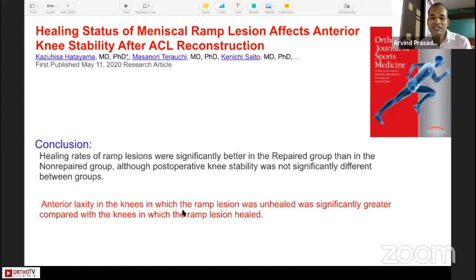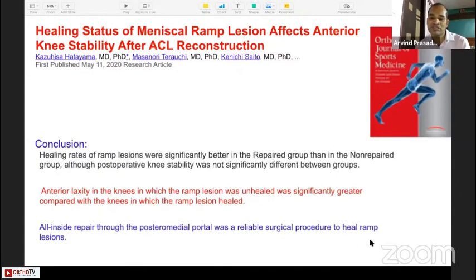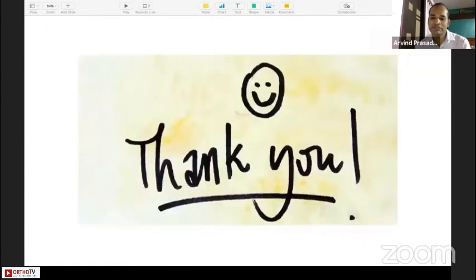Anterior laxity in the knee in which the ramp lesion was unhealed was significantly greater. So an unhealed ramp lesion has higher anterior laxity in comparison to those in which the ramp lesion was healed. And the final conclusion was that all-inside repair through the posteromedial portal was a reliable surgical procedure, and this helped in the healing of the ramp lesion. Thank you.